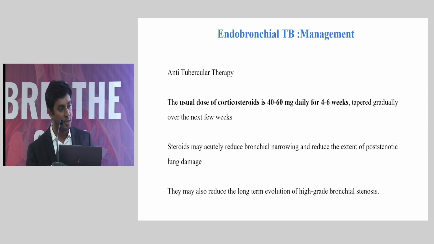on steroids. There are different schools of thought. One of the guidelines says that you need to start at 40 to 60 milligram daily for 4 to 6 weeks and taper. But generally in India, we don't give that high a dose of steroids, fearing there could be a worsening of your underlying tuberculosis as well. Steroids generally reduce the bronchial narrowing and reduce the extent of the post-stenotic lung damage. They may also reduce the long-term evolution of the high-grade bronchial stenosis.